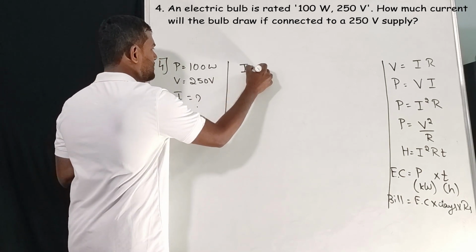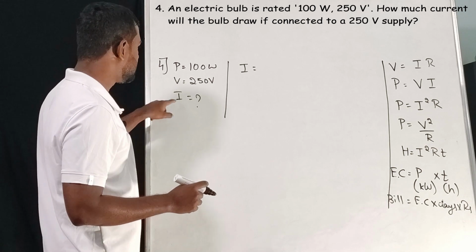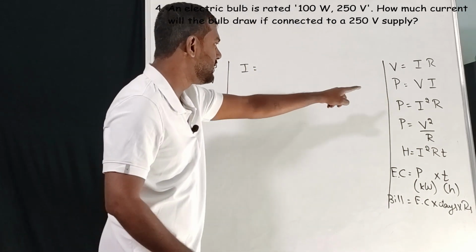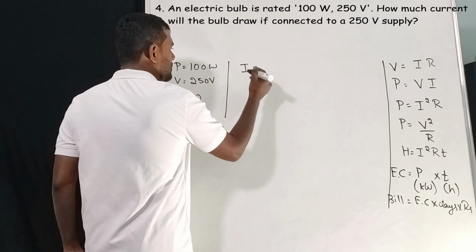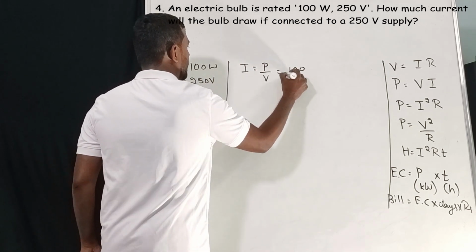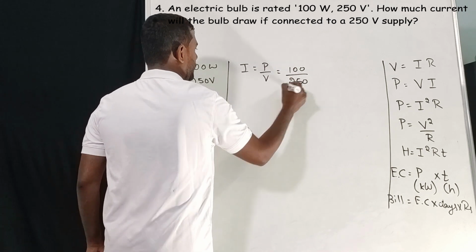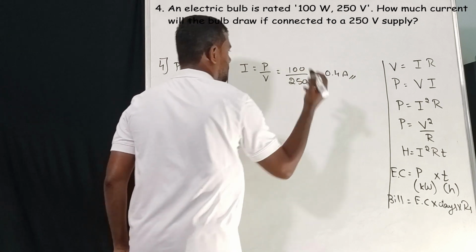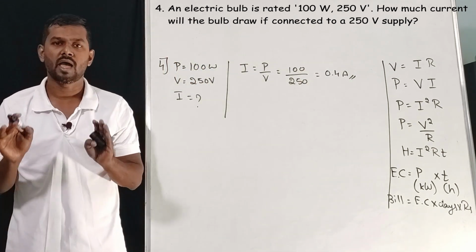So I is equal to, see, we have three things: power, voltage and current. Which formula? The second formula, correct? In that formula we need to find current. So that will be equal to power by voltage. Power is equal to 100 divided by 250. So answer will be 0.4 amperes. That's it. See, this is what they are asking.